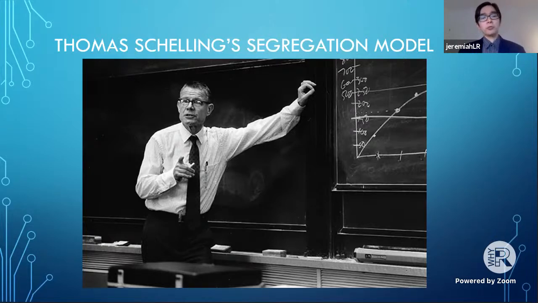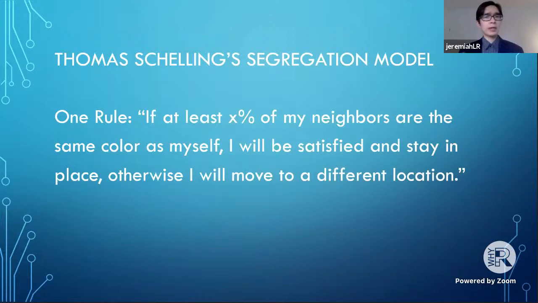And basically, he came up with this, it was just a checkerboard. He did this manually at the very start. A checkerboard filled up with agents of two different colors. And each agent followed a very simple rule. So I paraphrase this rule here. The rule is, if at least X% of my neighbors are the same color as myself, I will be satisfied and stay in place. Otherwise, I will move to a different location. So it's a rule, it's a desire for similarity amongst your neighbors.